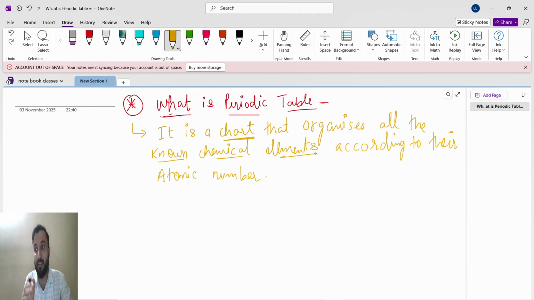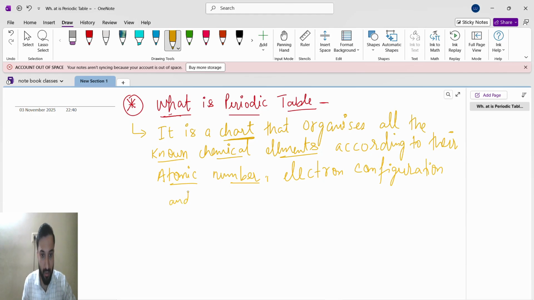The chemical elements which are not discovered, we don't care about those. All the known chemical elements according to their atomic number, then electronic configuration and chemical properties.